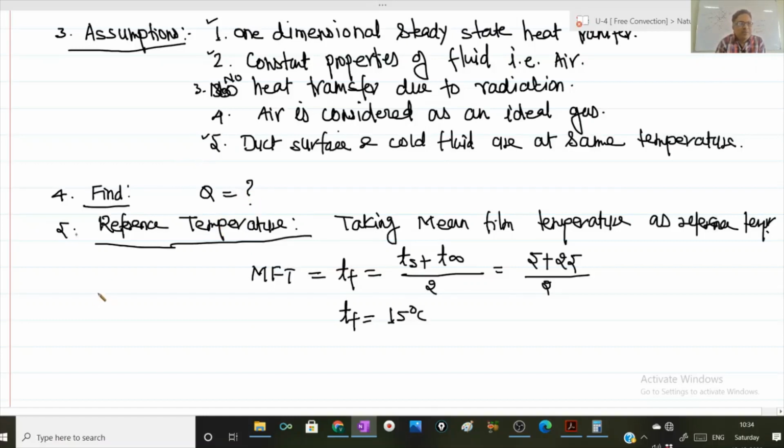Step number 5, reference temperature. So for all the free convection problems, the reference temperature we are considering as mean film temperature, which can be calculated as Tf is equal to Ts plus T infinity over 2. Ts is 5 degrees Celsius. Fluid temperature is 25. So mean film temperature comes out 15 degree Celsius.